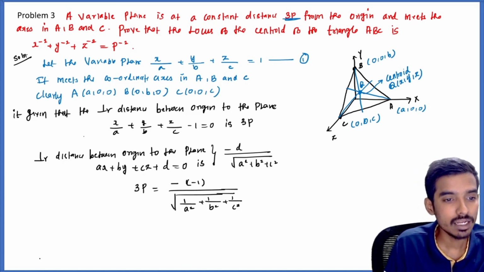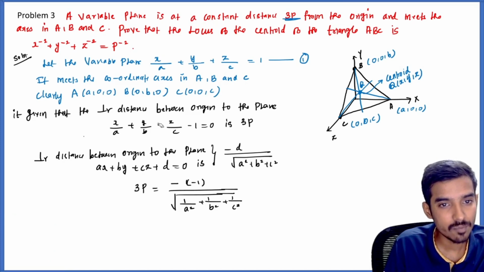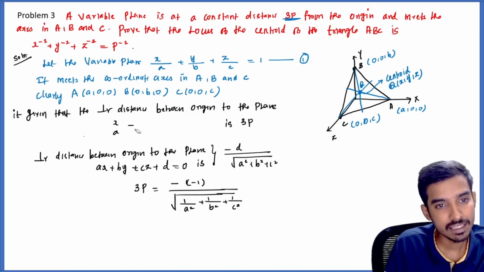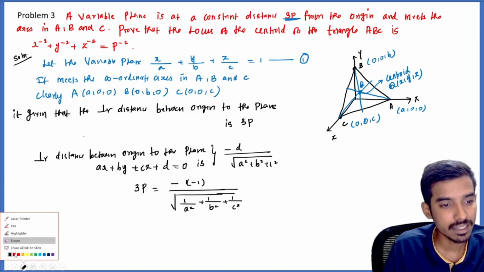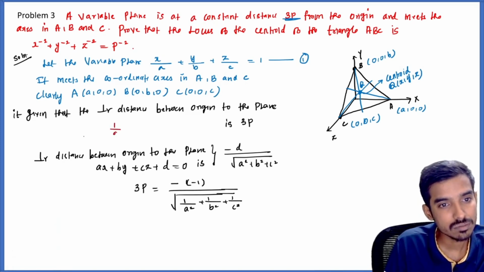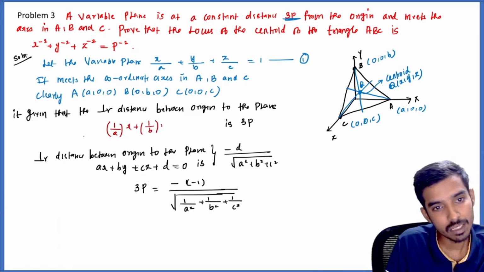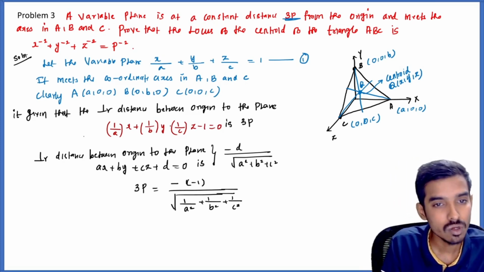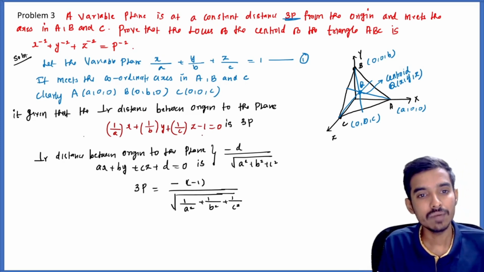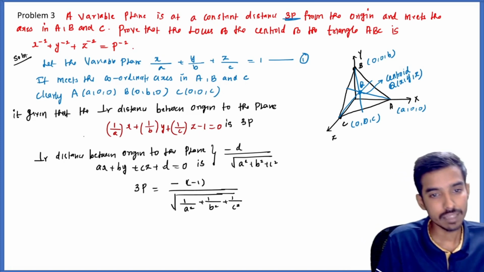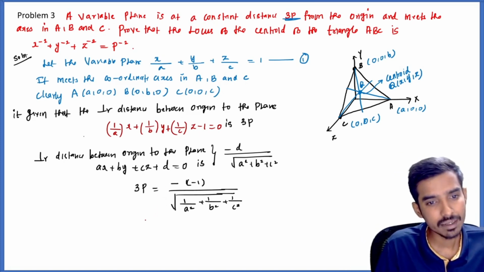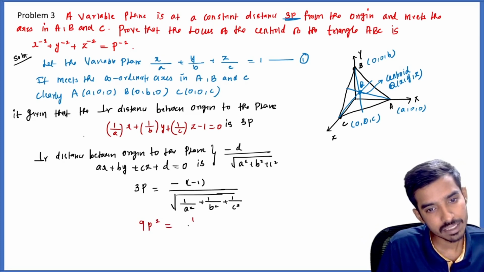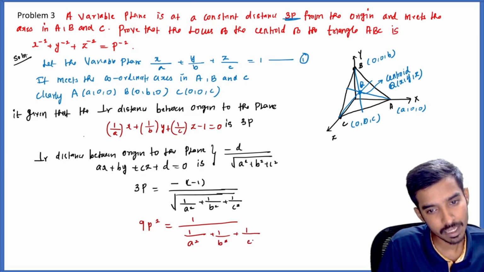Yes or no? Or else you can just write this in the general equation of a plane, ax plus by plus cz plus d is equal to 0. So we have the coefficient of x to be 1 by a, of y to be 1 by b, of z to be 1 by c, and d to be minus 1, right? Okay. So that means if I square it, we have 9p square is equal to 1 divided by 1 by a square plus 1 by b square plus 1 by c square.